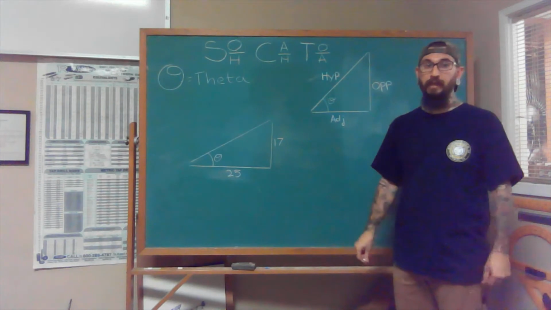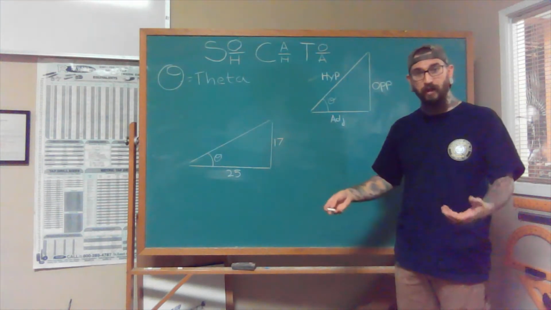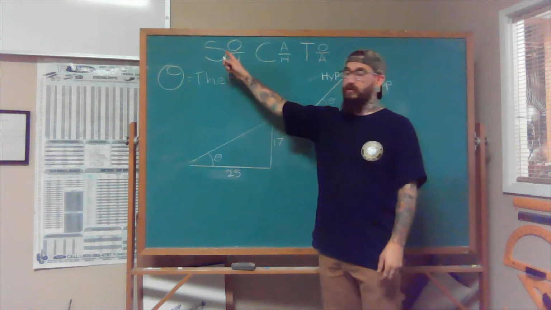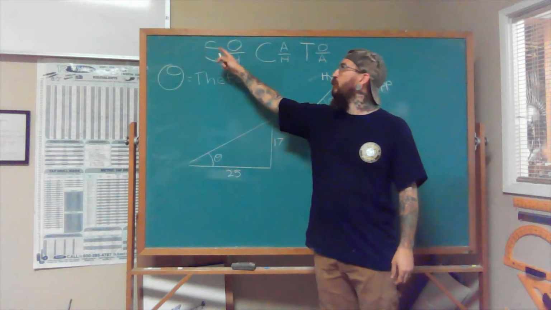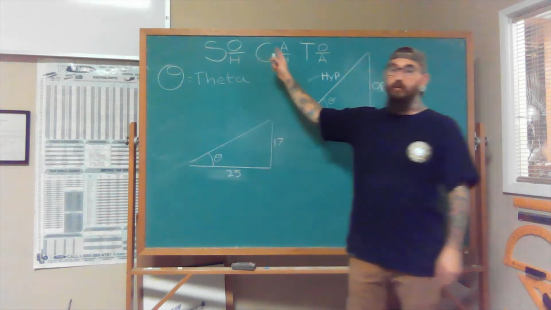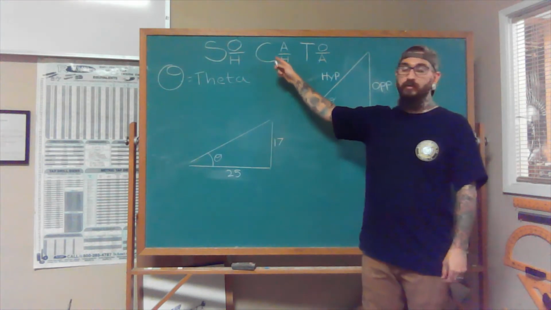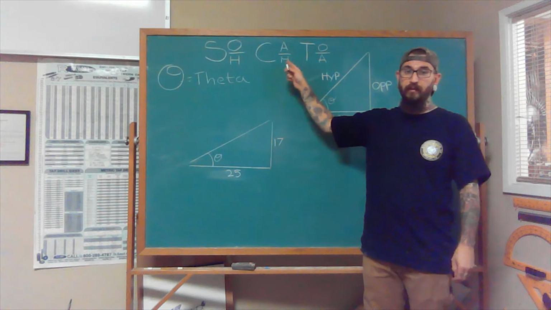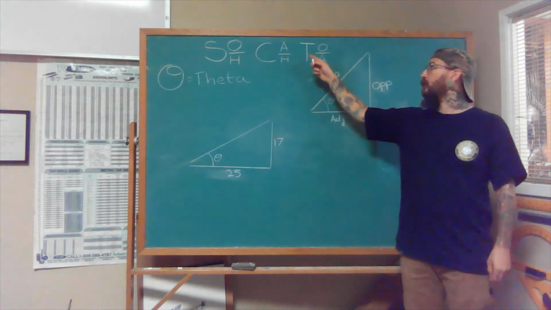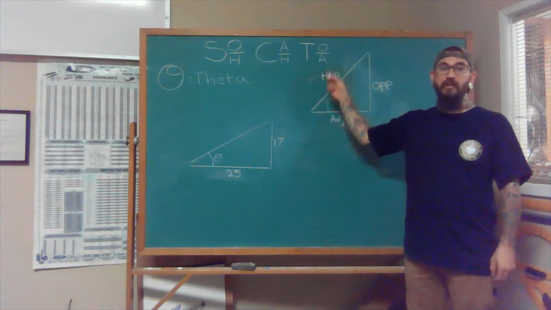What does that even mean, and why is that applicable to us? Really what that stands for is sine is equal to the opposite over the hypotenuse. Cosine is equal to adjacent over the hypotenuse. And TOA is tangent is equal to the opposite over the adjacent.